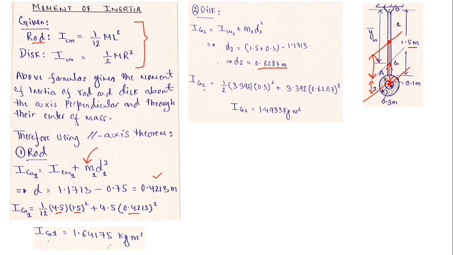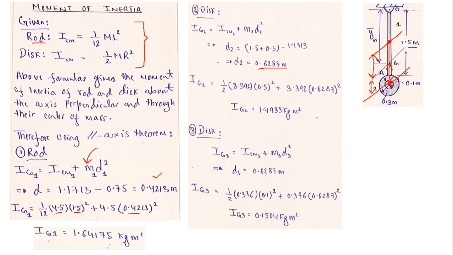So you substitute all the values here. ICM2 is given by 1/2 mr squared, so half the mass of the outer disk, which was 3.392 kilograms, the radius of the outer disk, which was 0.3, squared, plus 3.392 mass into 0.6287 squared. That is the distance between the centroidal axis of the disk and the centroidal axis of the given volume. And Ig2 is 1.4933 kilogram meter squared.